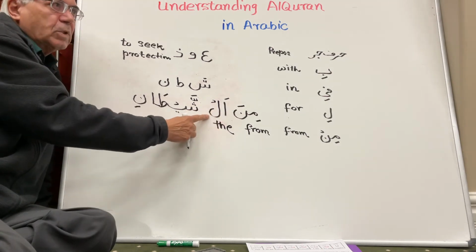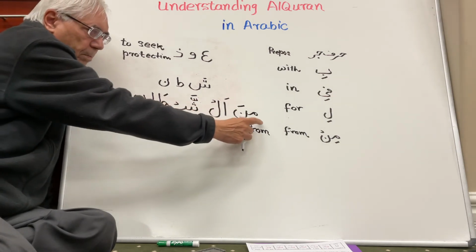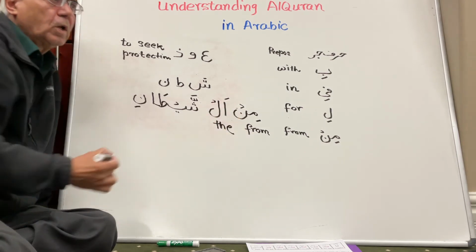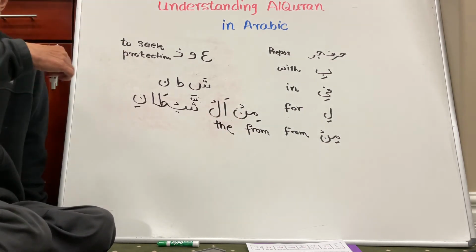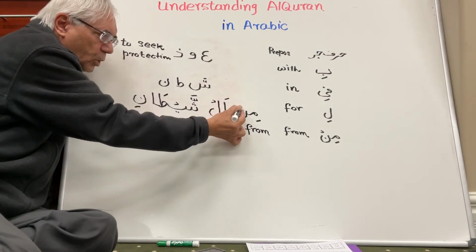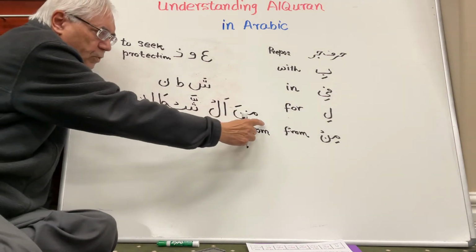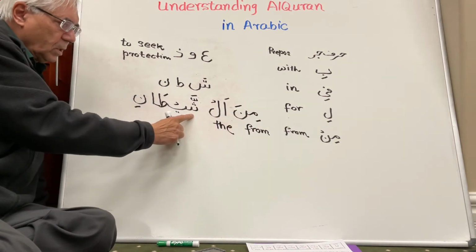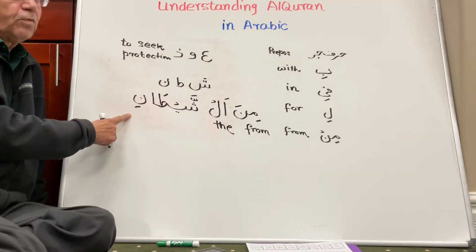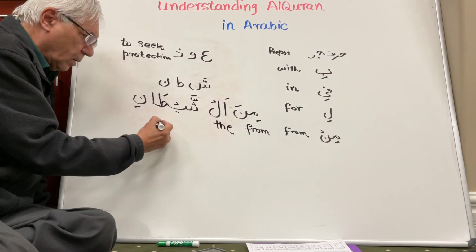Alif is gone, lam is gone. Noon has to join with this sheen. If I leave the sukoon there, you cannot do that. You cannot combine a sukoon with another word. So a letter has to have a harkat, and let's put a harkat there, zabar. We just replace it. So it becomes mi-nash-shaitani, from the devil or from the shaitan.